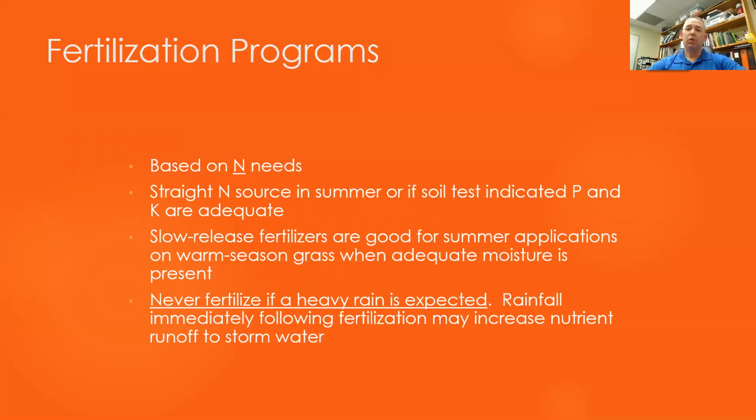So a fertilization program is based on N or nitrogen needs. Typically, nitrogen is going to be your limiting factor. I have a lot of questions about chemical fertilizer versus organic fertilizers. Slow release organic fertilizers are good, again, because they're released slowly over the summertime. There's not a large kind of spike in nutrition, and then it goes away very quickly.